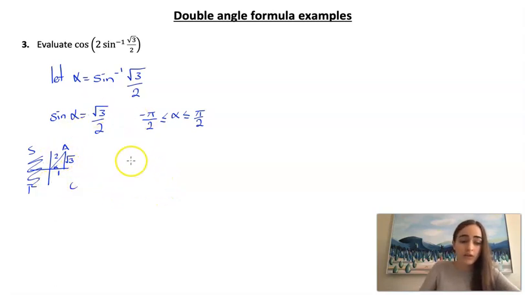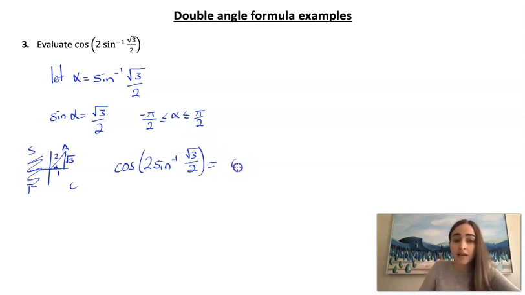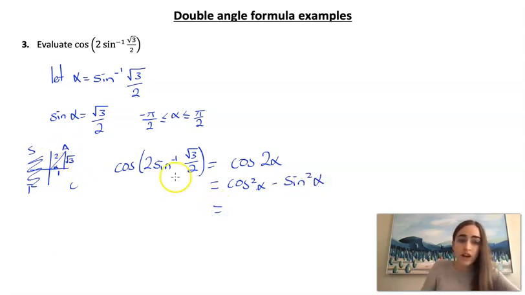All right, so once we know that, then we can look back at our original problem. So this cos of 2 sine inverse of root 3 on 2, that's going to now be cos of 2 alpha. Now we can go through and expand that to cos squared alpha minus sine squared alpha. Now using this triangle, cos alpha would be a half. So that's going to give us a half squared.